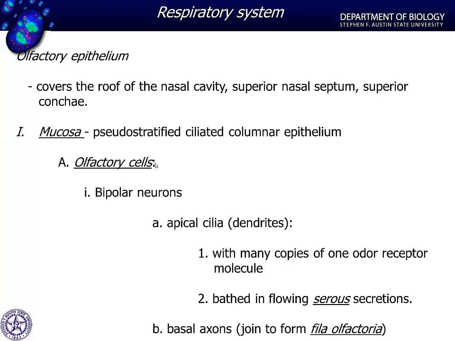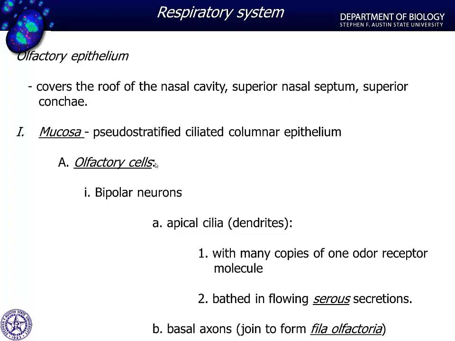Now, as we look at the conducting portion, we're going to start looking at olfactory epithelium, and this is going to be the roof of the nasal cavity, the nasal septum, and the conchae, these folds that are on the lateral portions of our nasal passageways. And so as we look at our olfactory epithelium, the mucosa is pseudostratified ciliated columnar epithelium. Now, this is going to be typical of all of our respiratory epithelium. So just get used to referring to pseudostratified ciliated epithelium as respiratory epithelium.